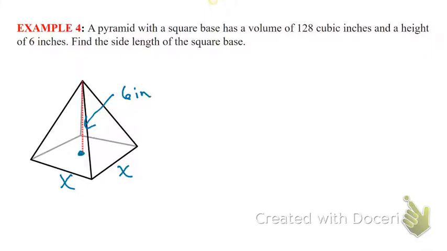We know the height is 6 inches, and we're going to use x to represent the side length of the square base, and write down that the volume is 1/3. The base area will just be x times x since it's a square, so x squared, and the height is 6. So now we just need to solve for x.